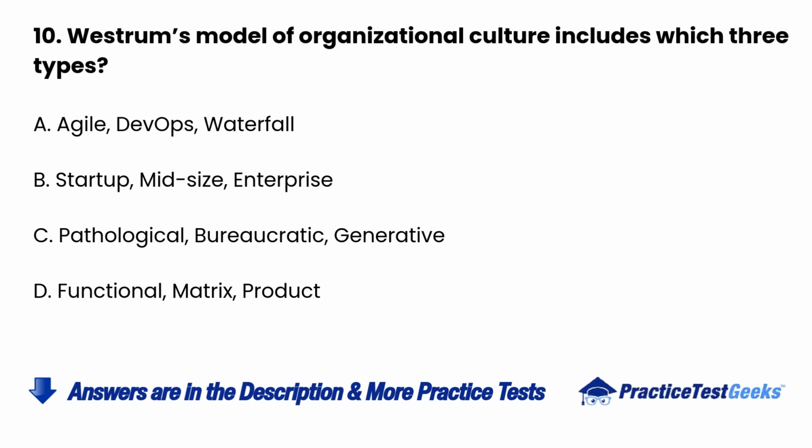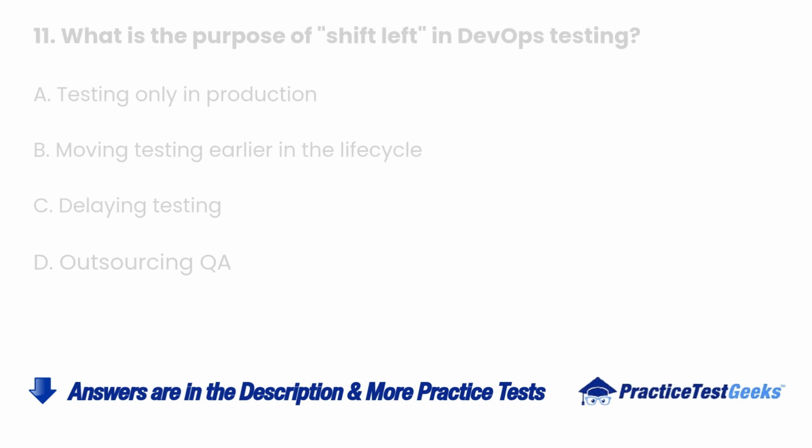10. Westrum's model of organizational culture includes which 3 types? A. Agile, DevOps, Waterfall. B. Startup, Midsize, Enterprise. C. Pathological, Bureaucratic, Generative. D. Functional, Matrix, Product.